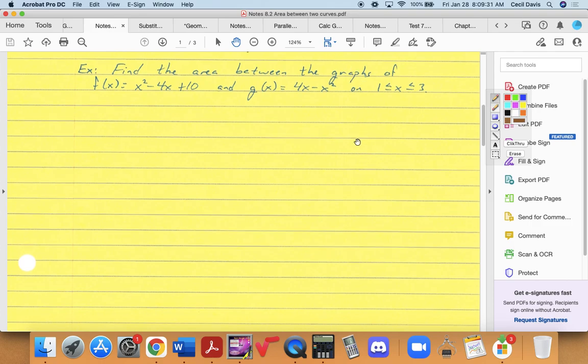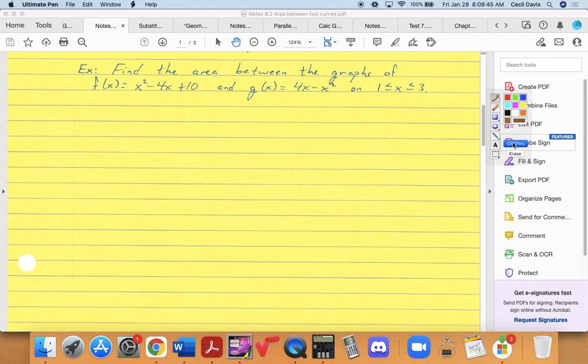Find the area between the graphs of f of x equals x squared minus 4x plus 10 and g of x equals 4x minus x squared on the interval from 1 to 3. All right, well, we're going to need a quick sketch.